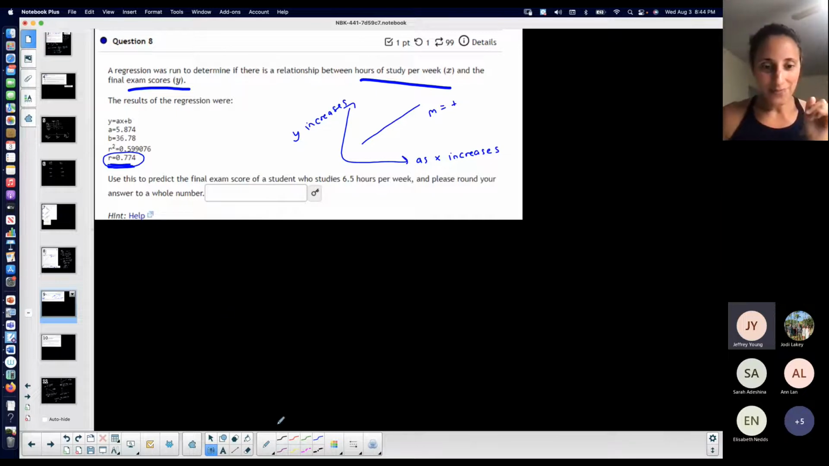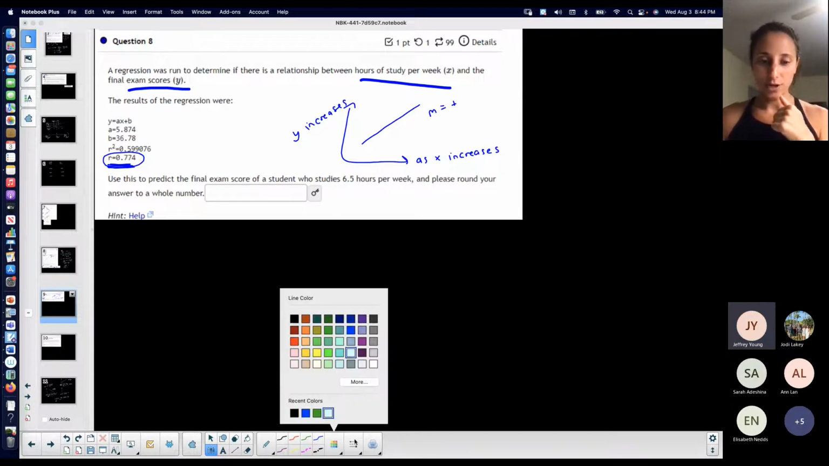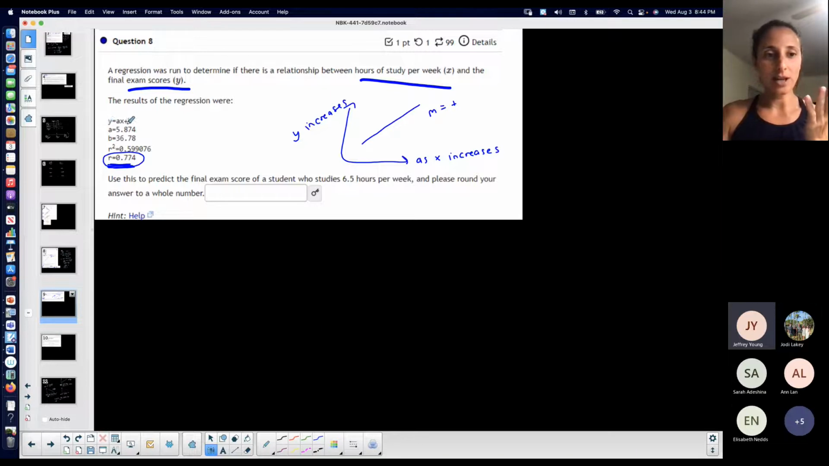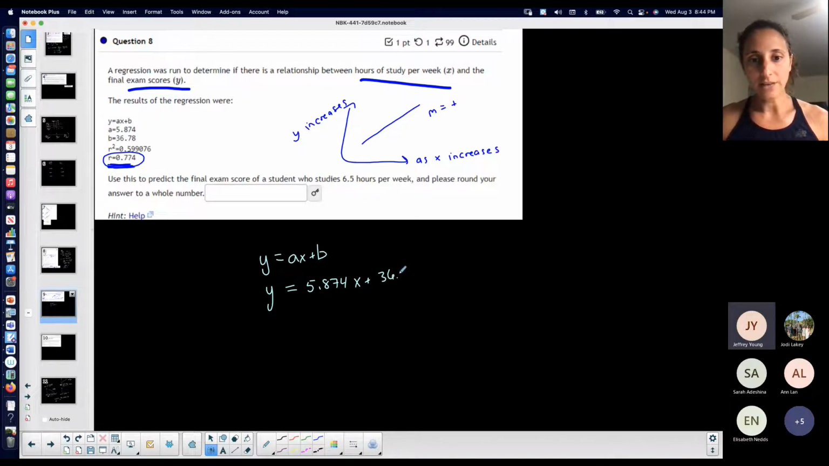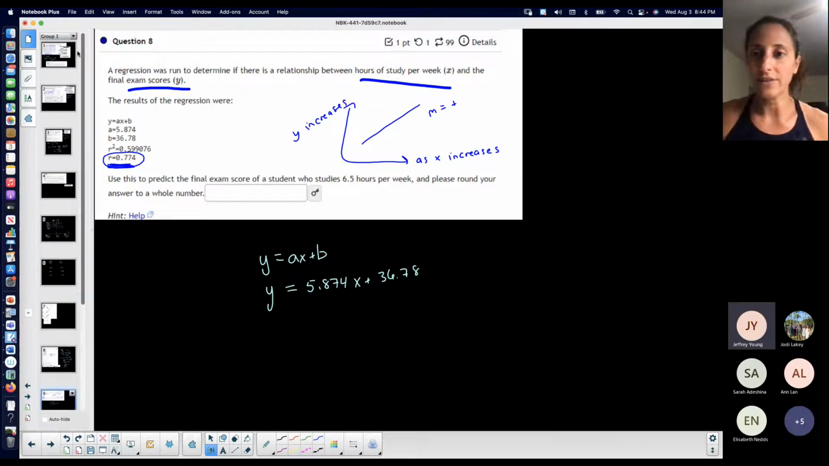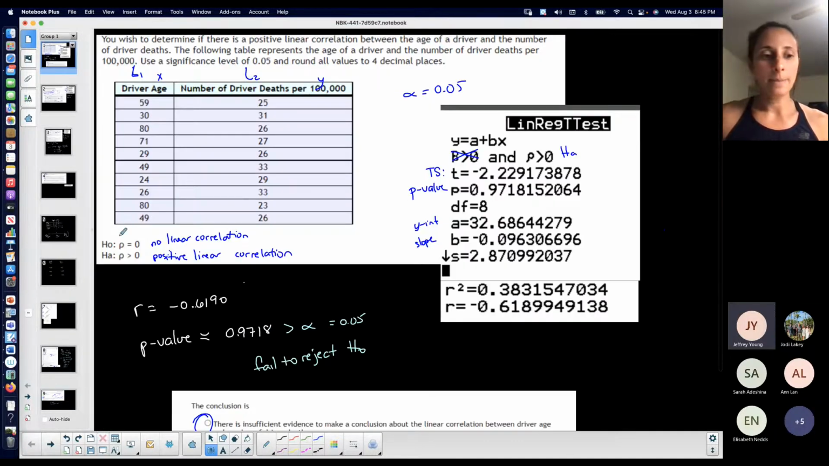So let's see. Now, being that I have a linear situation, they gave me my situation. You see y equals ax plus b. I'm going to write that here. This is kind of slope-intercept form. They gave me a, so I'm just going to replace a with that, 5.874x plus the b they gave me here, 36.78. So without writing out my equation, they did give it to me, just a little separate, which is good because that's how you get it when you do your graphing calculator stuff.